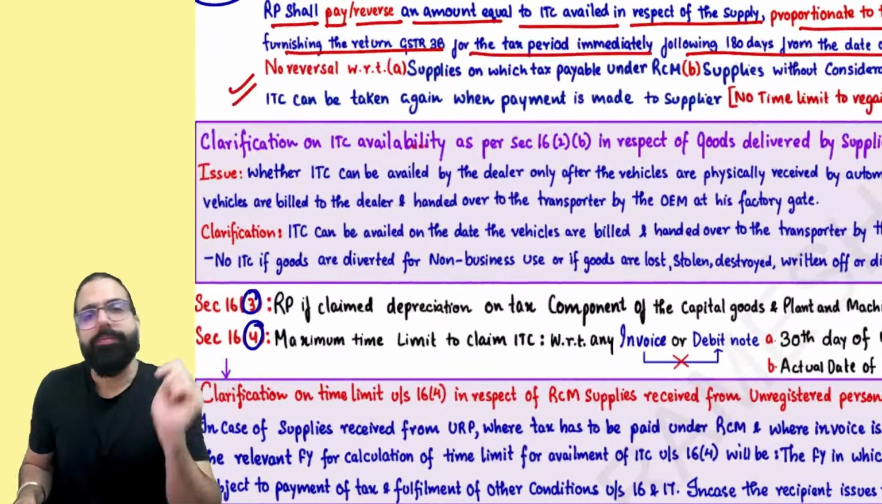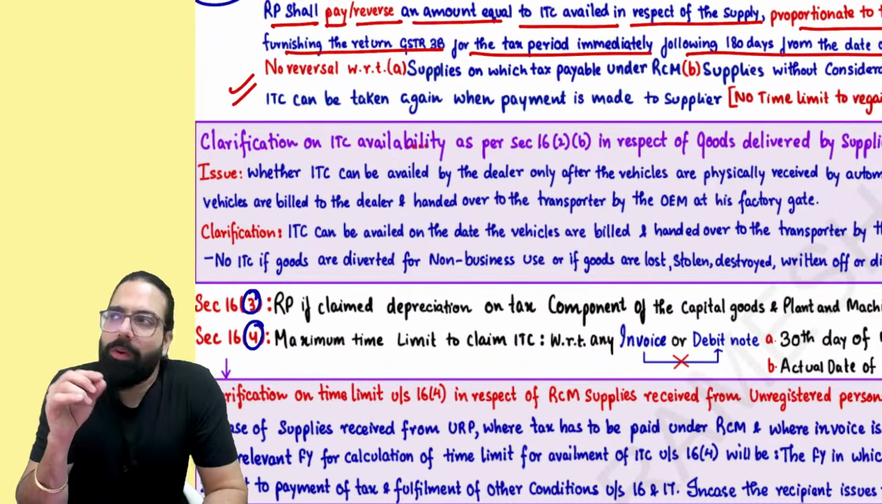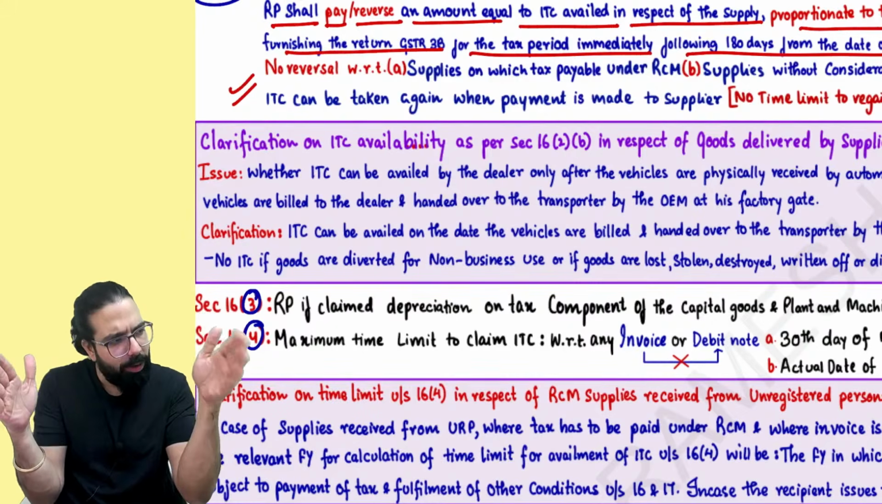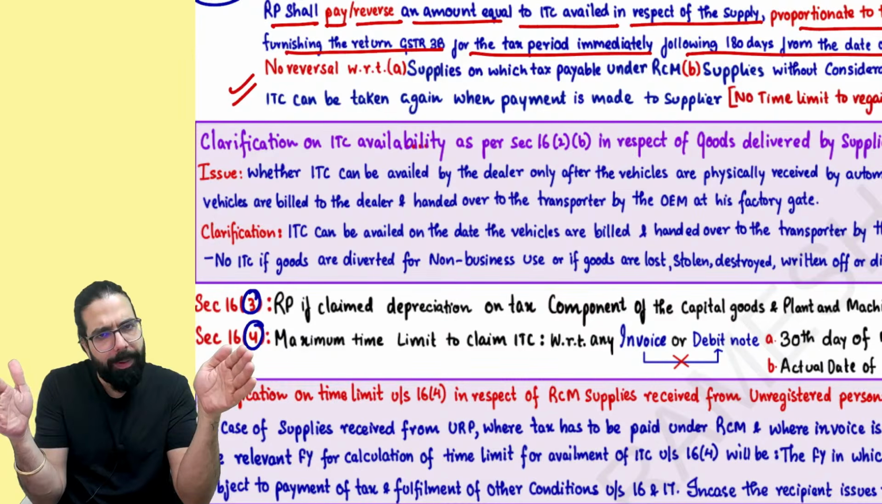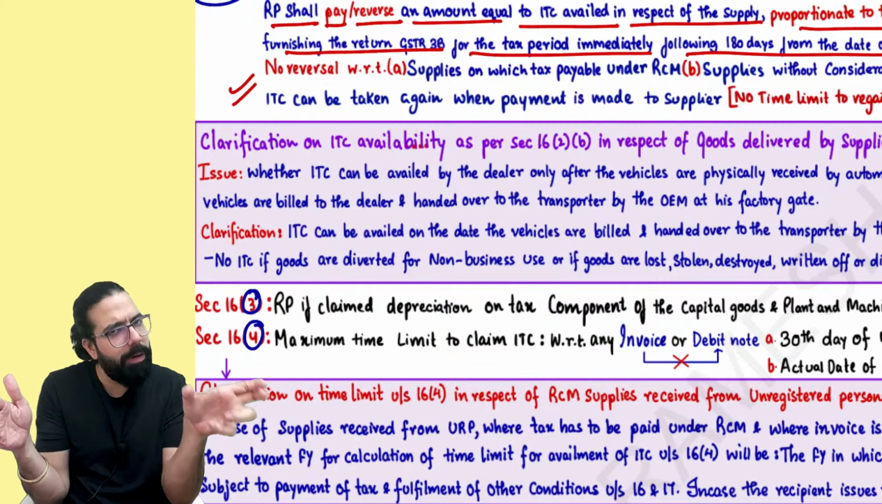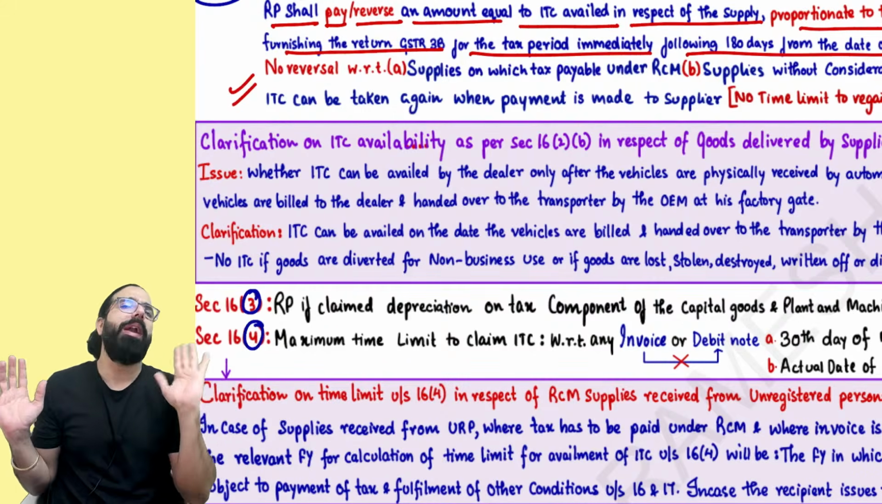Now, sir, can you please repeat, sir? Once again, I'll tell everyone over here. Supplier gave me an invoice. From the invoice, I should pay it back to the supplier within 180 days. If I don't make the payment within 180 days, the day 180 days got over, that month when I'm filing the return, I should pay it back.